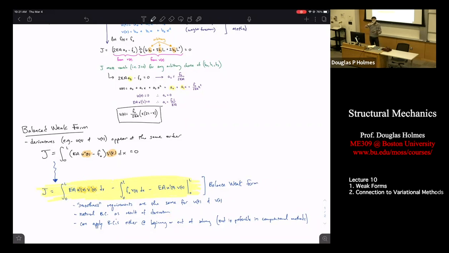On average, this quantity needs to be 0 here. That's a much weaker requirement than the strong formulation, which says that at every single point in my body, my quantity of my differential equation needs to be exactly equal to 0. So this is what's happening under the hood.